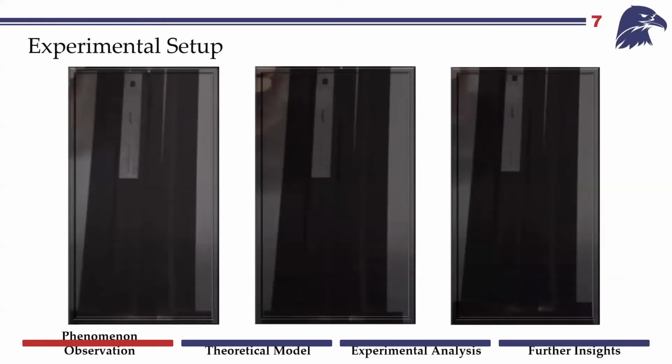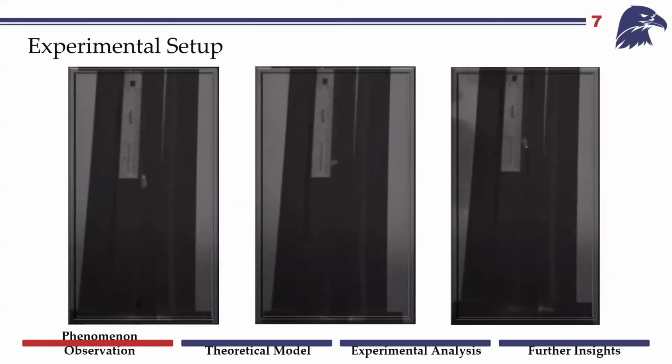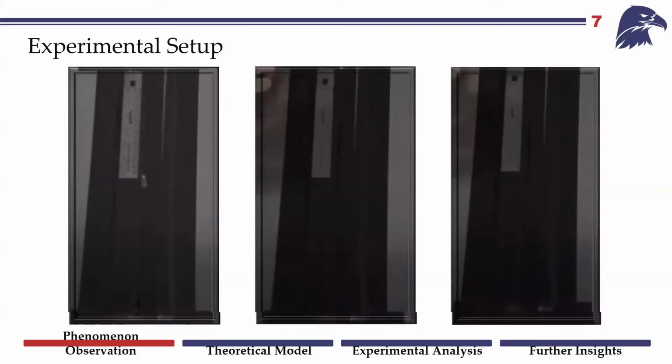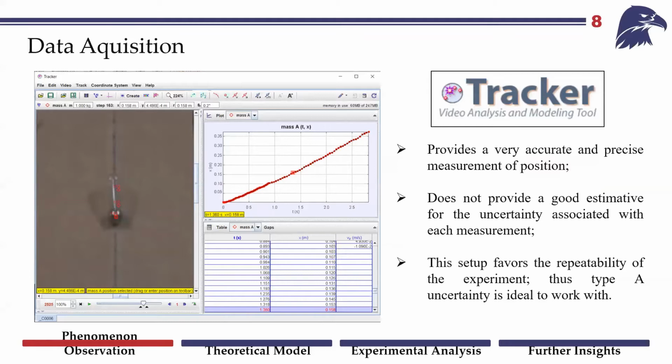So first, the experimental setup: we repeated it many times with the different beans. Here is just an image. We use Tracker for data acquisition. It provides a very accurate and precise measurement of position, but it does not provide a good uncertainty estimation. That's why we chose to use the statistical type of uncertainty. And this setup favors the repeatability of the experiment because we just start at the same point. We release the pill with the same initial conditions, and then we can easily use our type A uncertainty.